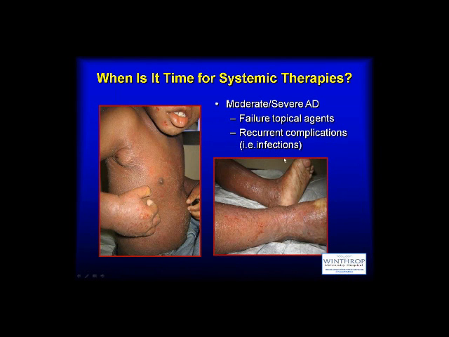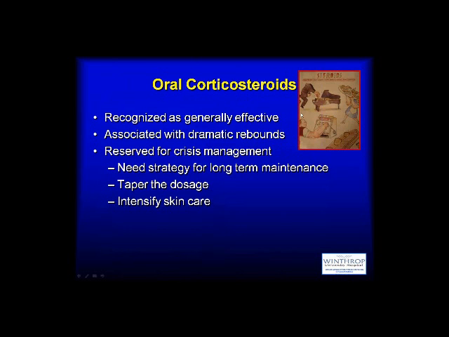So when you've exhausted all your other topical therapies, when is it time for systemic therapies? Moderate to severe atopic dermatitis with failure of topical agents and recurrent complications such as infections may benefit from systemic therapies. We know everybody puts them on oral corticosteroids. It's generally effective. We know it's effective. However, it is always associated with dramatic rebound, so we rarely use oral corticosteroids except for crisis management. And if you do need to do that, you need a strategy for long-term maintenance, tapering of the dose, and intensifying your skin care.